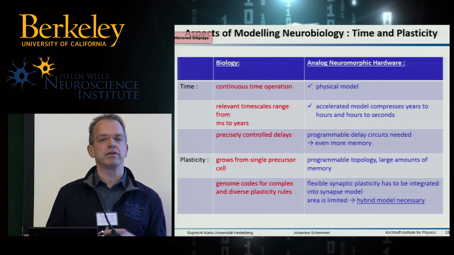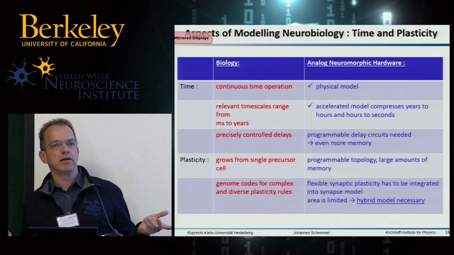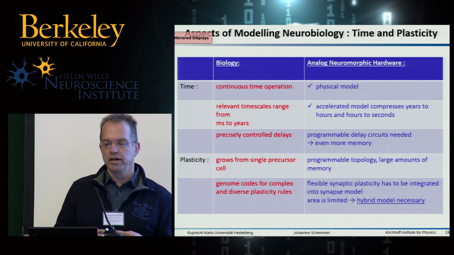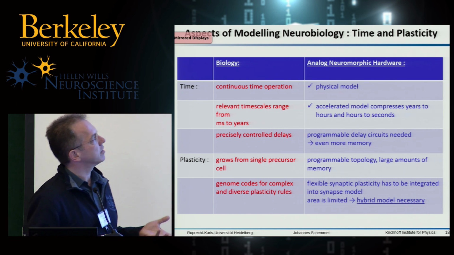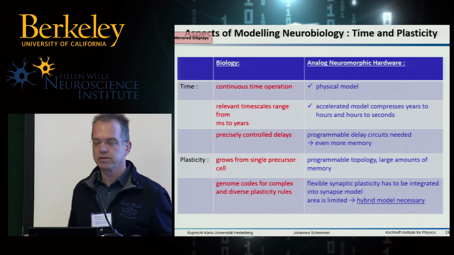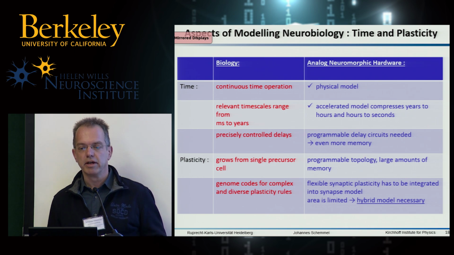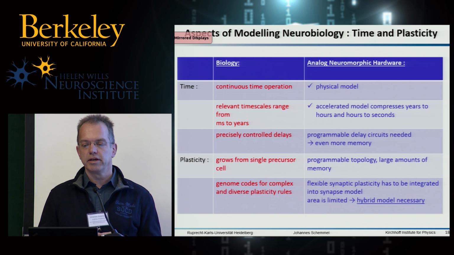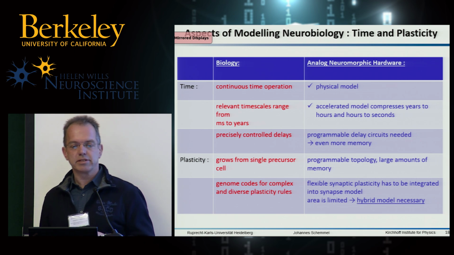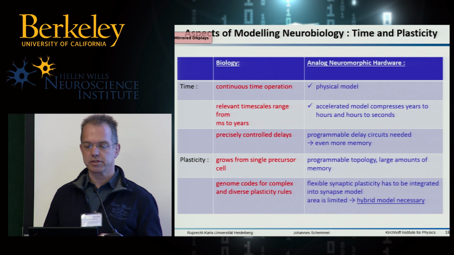And here's the big advantage of the accelerated model, and maybe the main reason why we do this: to catch the biological timescales of years, you have to have a fast system or you will stay in the lab forever. So the accelerated model compresses these time scales so that they are accessible in the laboratory, so to say.